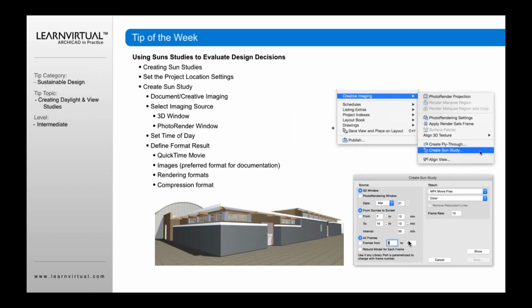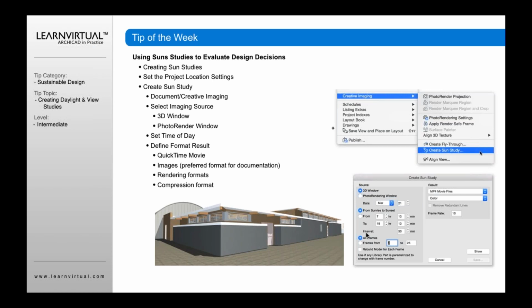Once you've created that information, we can then go into our sun study options and create a sun study. To do that, you go to your document menu and to create imaging, and then select create sun study, and this dialog will open up. When you generate a sun study, you can generate it using the 3D window or the photo rendering window. You define what time of the year. Is it from sunrise to sunset? Or even more specific in terms of the time of day.